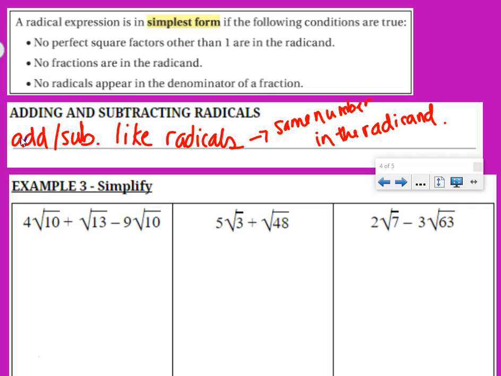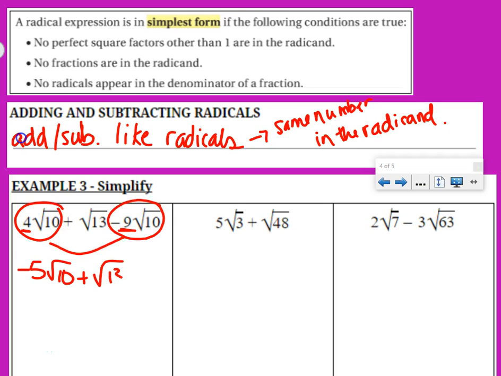So if we look at example 3, 4 square root 10 plus square root 13 minus 9 square root 10, we have two like radicals that we can put together by doing 4 minus 9, negative 5 square root 10, and then we add the square root of 13. That is as simplified as we can go.